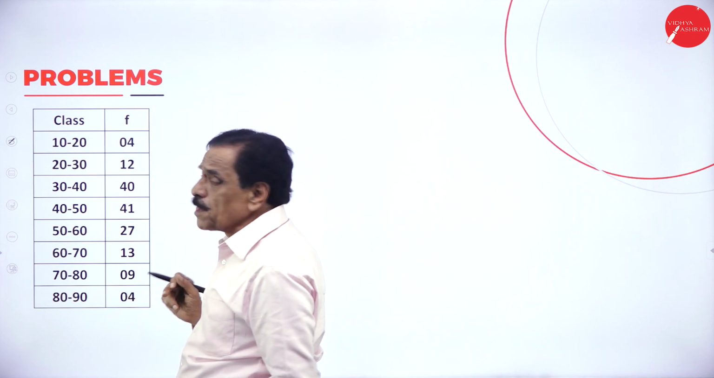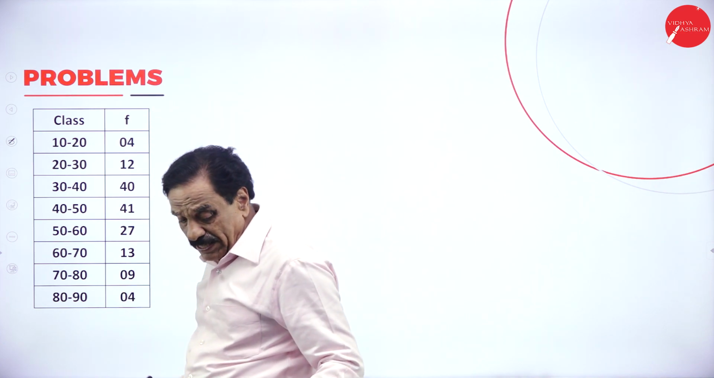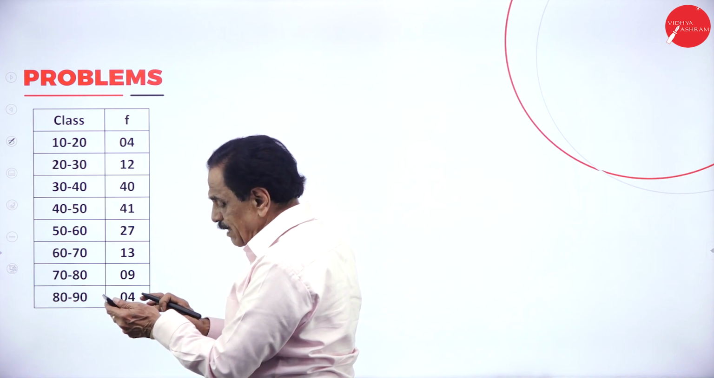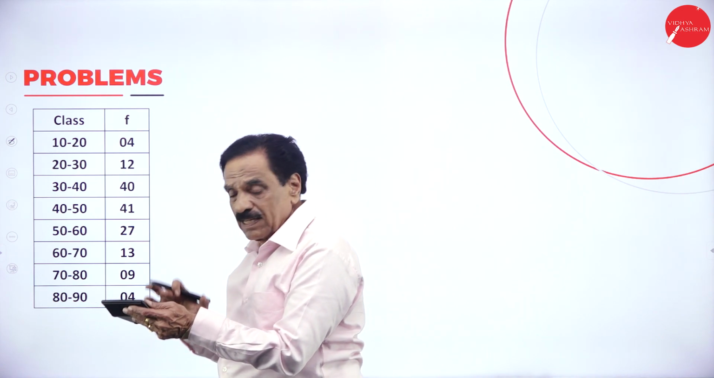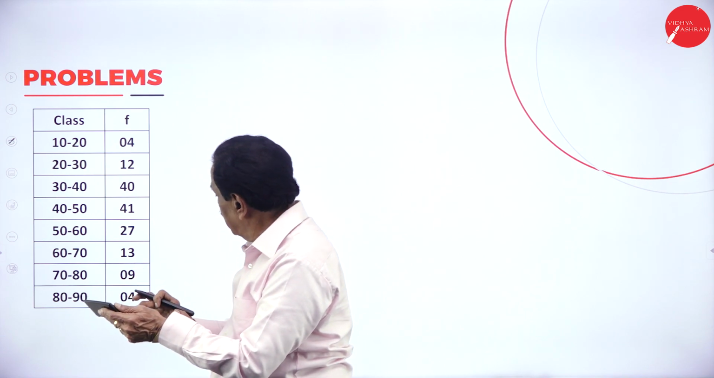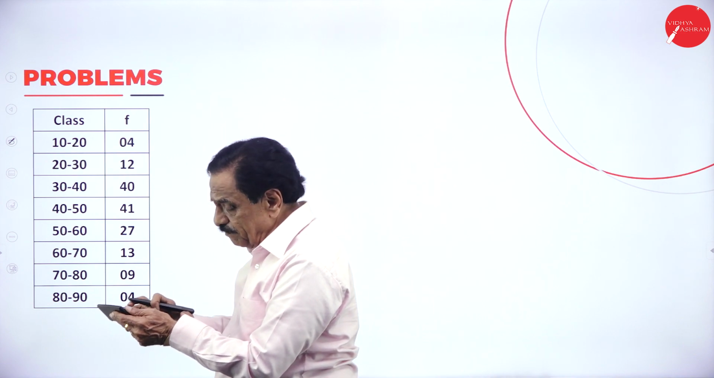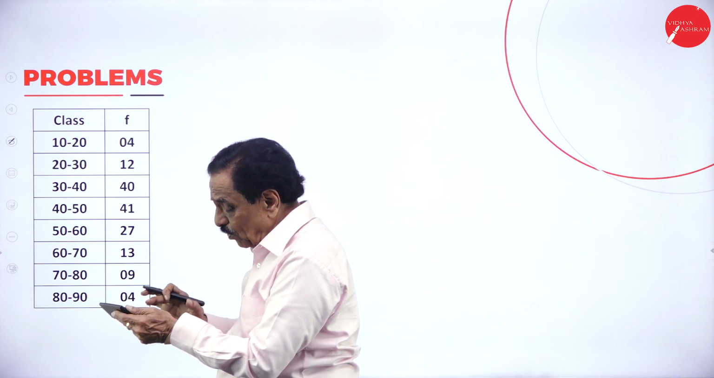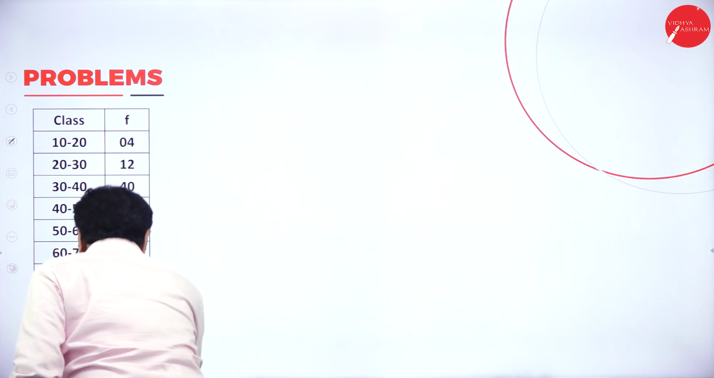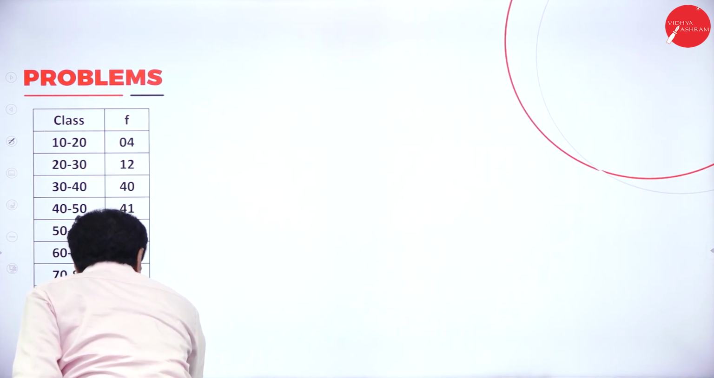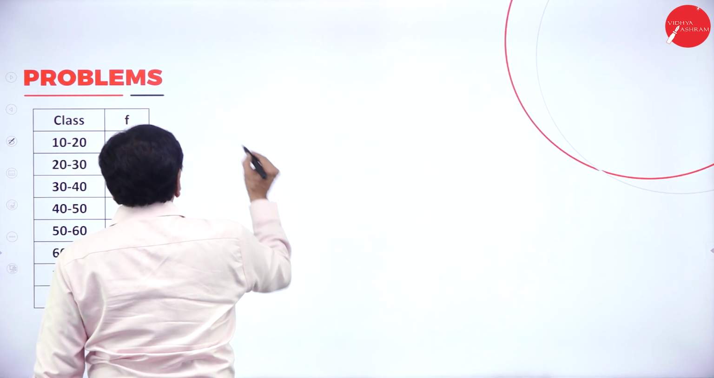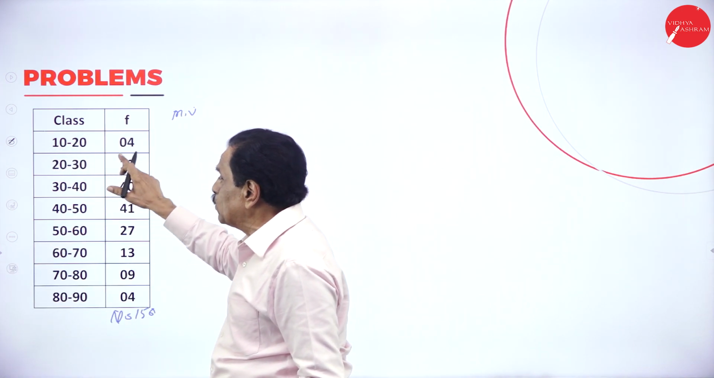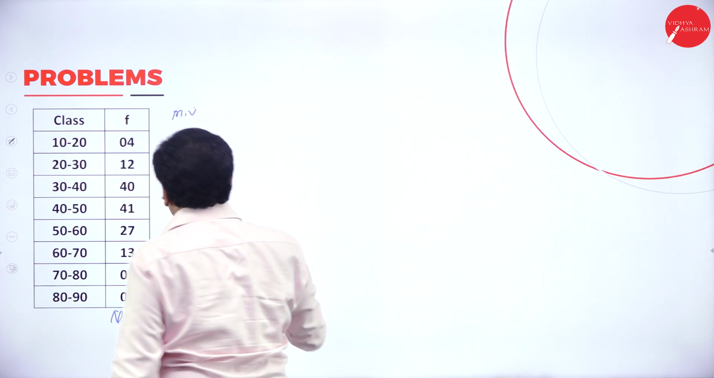Then the frequencies are given. Now, what are the steps to do? First, add the frequency. The frequencies are, first one, 4 plus 12 plus 40 plus 41 plus 27 plus 13 plus 9 plus 4 is equal to 150. We write here, n is equal to 150. This is the total number of frequency. Then we go with the mid value. Mid value means add both items, 10 plus 20, 30, divided by 2. 30 divided by 2 is 15.